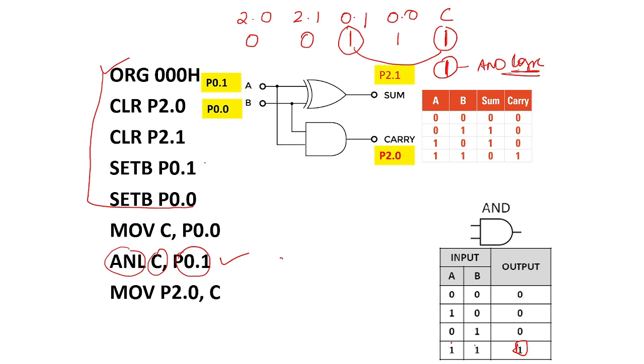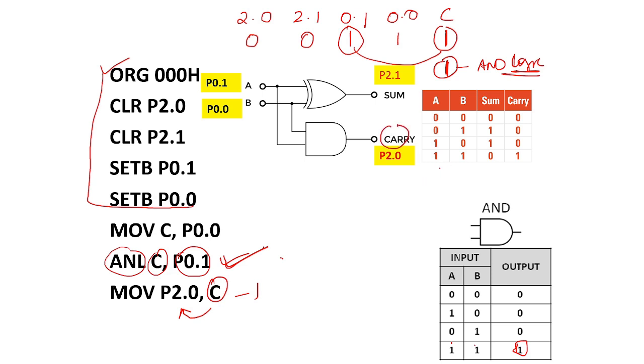Okay, that is after this 1, 2, 3, 4, 5, 6, 7th instruction. After execution of the 7th instruction, your value is 1, the carry bit. Okay, let's see. Now the content of C is 1, that is moving to 2.0. So 2.0 means what? Carry.